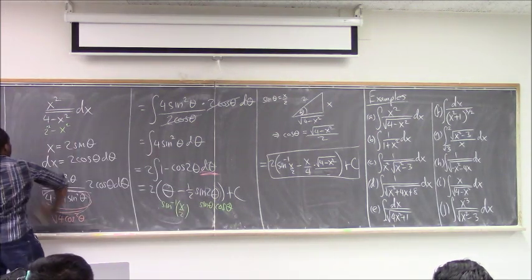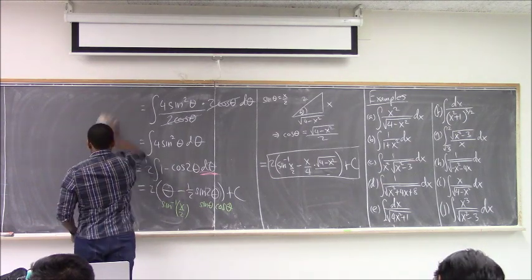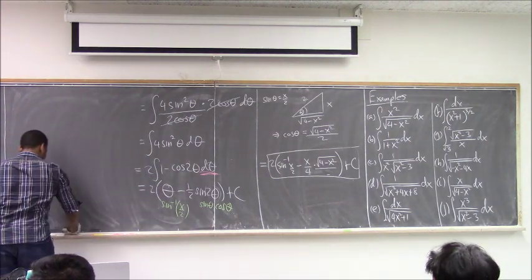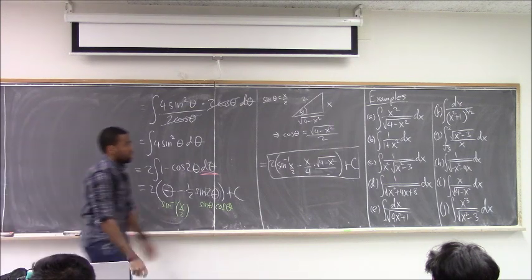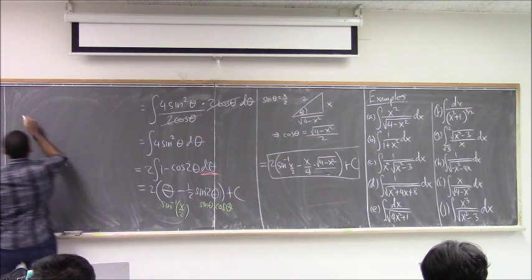Let's do the second one. The second one's a little less scary. In fact, for the second one, you should already know what the answer is. What is the answer? Integral of this: tan inverse of x plus c. Okay, so we already know the answer.